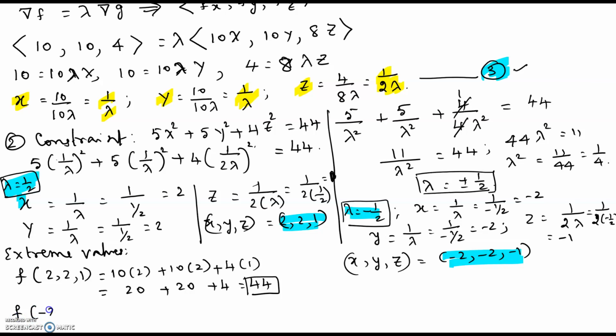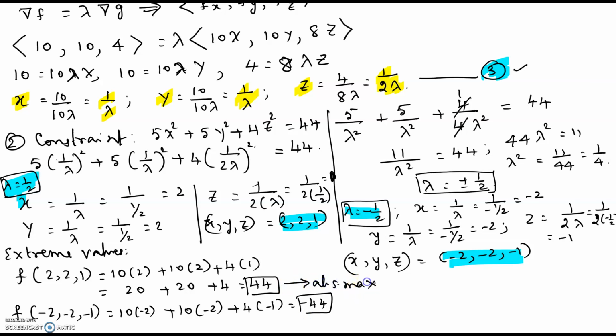Then the other one, f of negative 2, negative 2, negative 1. So 10 times negative 2 plus 10 times negative 2 plus 4 times negative 1, that will be negative 44. So this corresponds to absolute maximum, which is 44, which is attained at 2, 2, 1. This value, negative 44, corresponds to absolute minimum that occurs at negative 2, negative 2, negative 1. Hope this video helps.